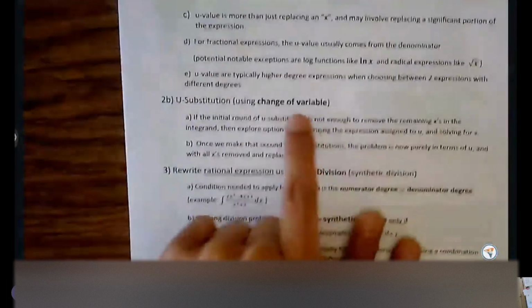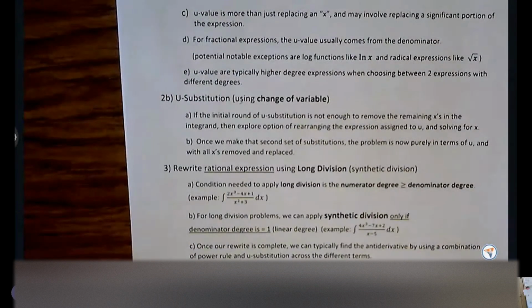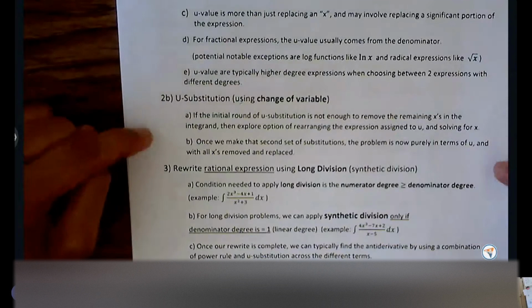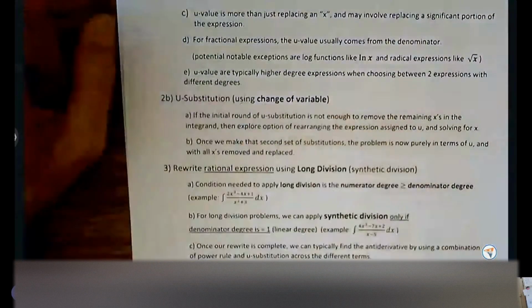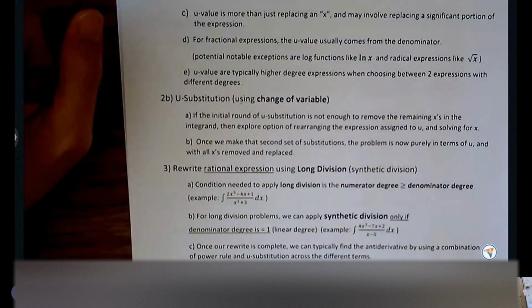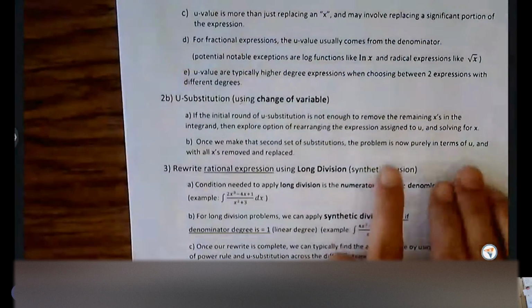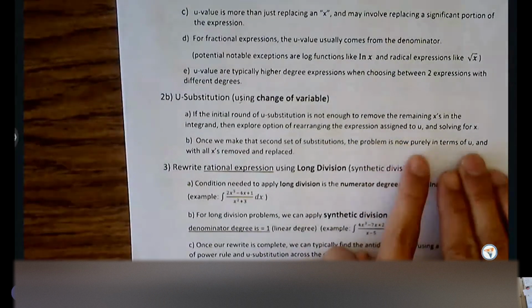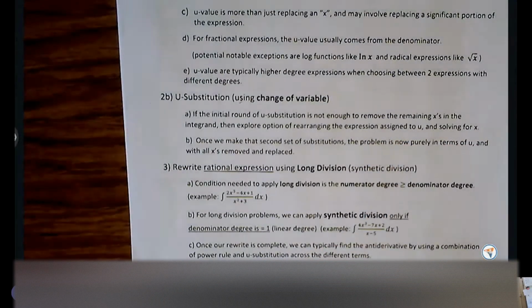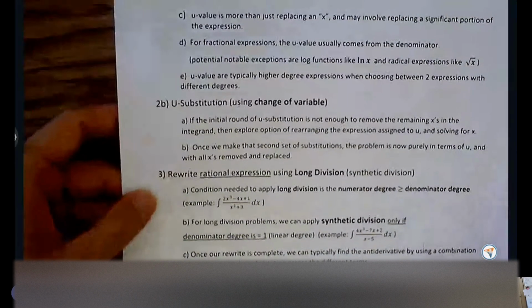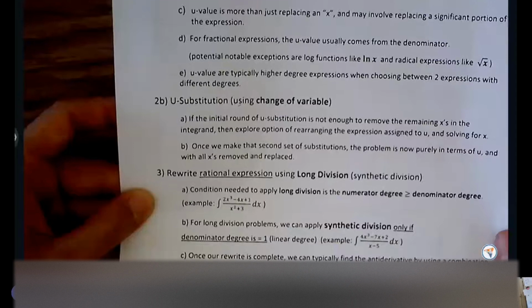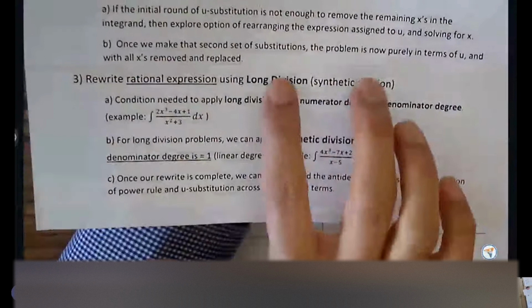Now, sometimes your u substitution doesn't quite get you there, where you have an x left over, or just something small left over. If that's the case, we can potentially consider another set of u substitution. This is the change of variable, where we're one variable away from getting all the x's in terms of u. So we can rearrange our expression that's assigned to u, solve for x, and make that second substitution. And then finally, if it doesn't fall under either power rule or u substitution, we have a third option, and that is synthetic division or long division.